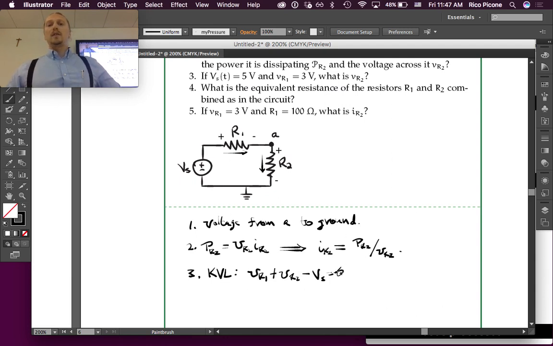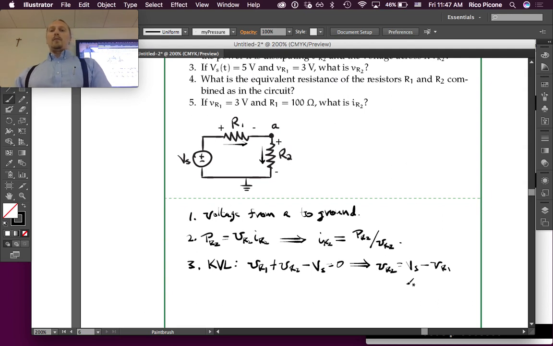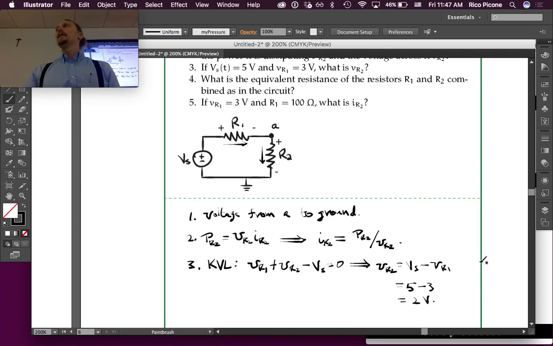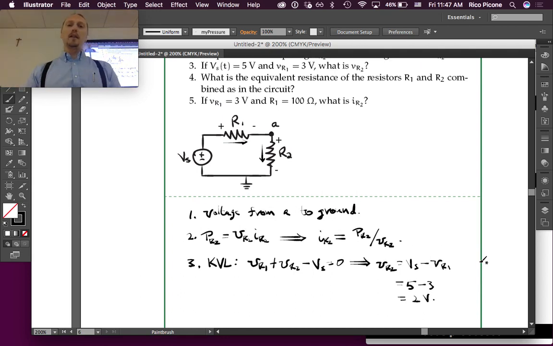And that has to equal 0. And we can solve then for what we want to know. VR2 equals Vs minus VR1. We could plug in the numbers now, since we're at the end. 5 volts minus 3 volts equals 2 volts. Pretty easy. Just apply one of the laws.